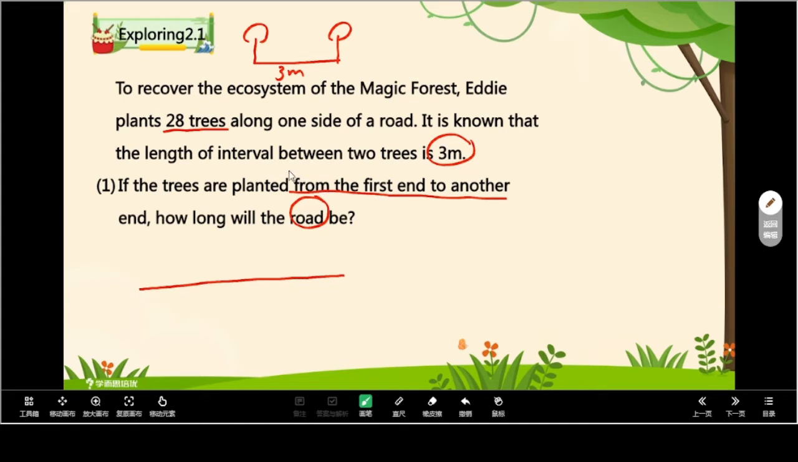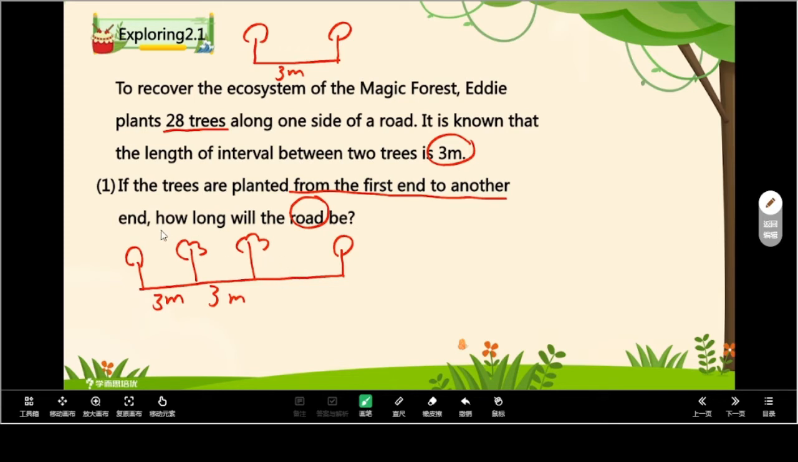And we have known that the question is talking about from the first end to another end. So which situation is it? It means planting on both ends, so we can put 2 trees here, right? And then maybe there are some other trees in the middle. And also from the question, we know that this is 3 meters, 3 meters, and 3 meters per tree.